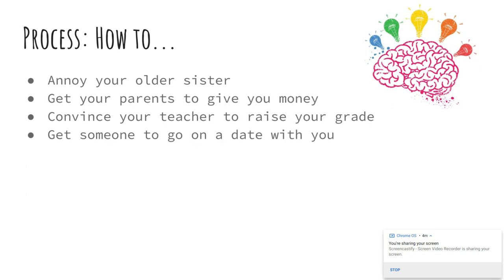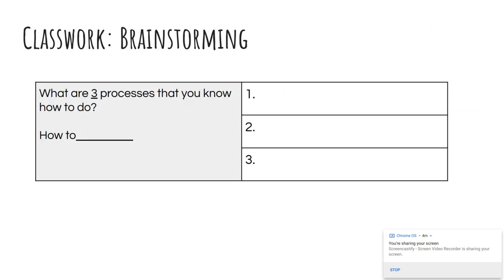Or maybe you want to do something a little bit funny. Maybe you want to tell us how to annoy your older sister, or how to get your parents to give you money, or how to convince your teacher to raise your grade, or how to get someone to go on a date with you. All of these are processes. Process is a step for making something, doing something, or getting somebody else to do something.